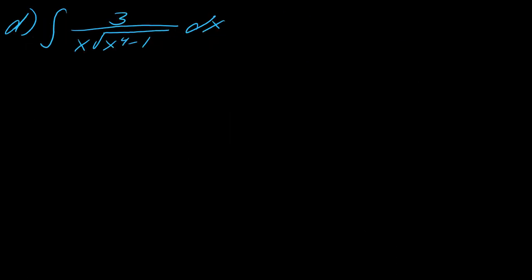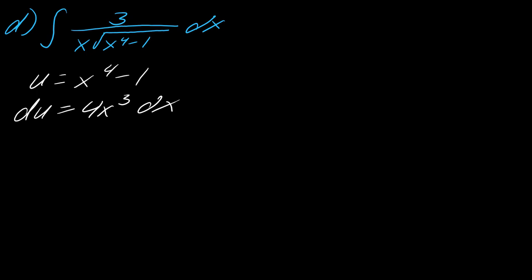Now this problem is going to require some serious creativity. If we start playing around with this, and I say x to the 4th minus 1 should be my u, I can see that this is not going to work because I don't have 4x cubed. But the problem is that I also cannot manipulate this x here to make it look like x cubed.